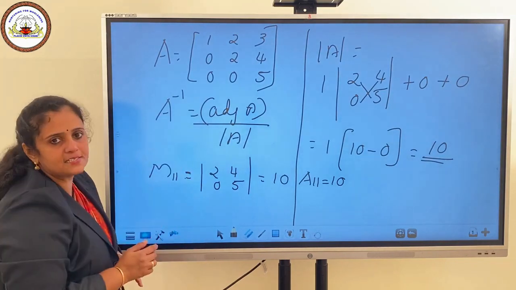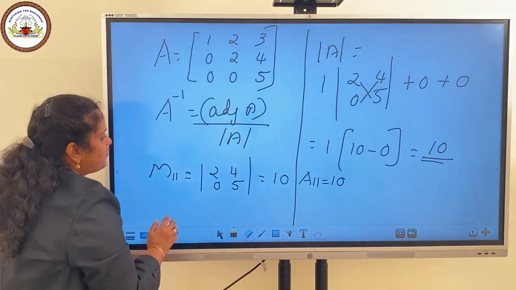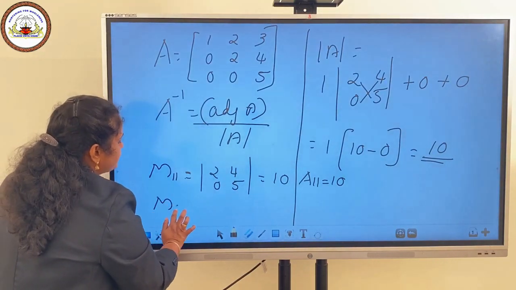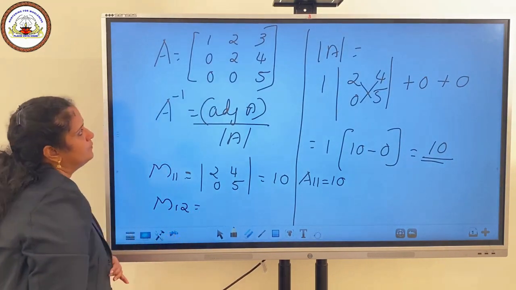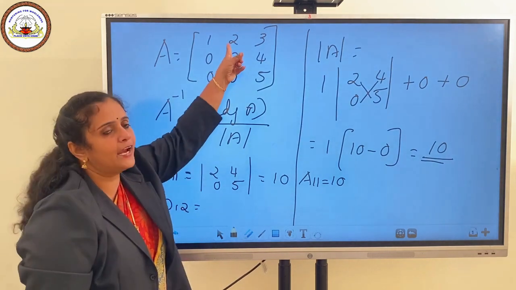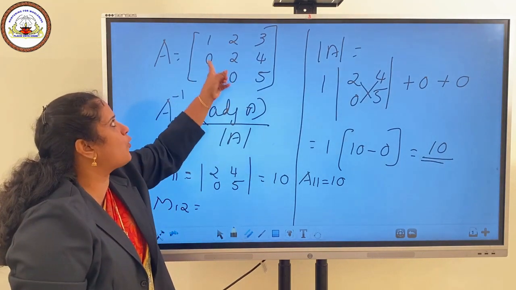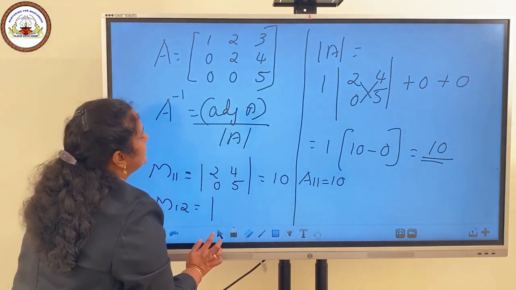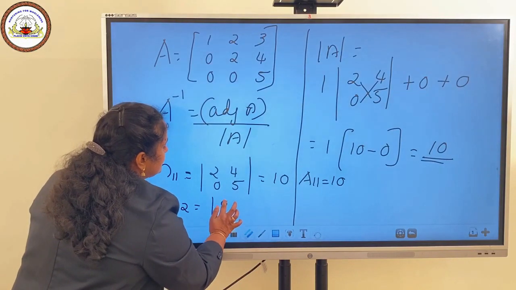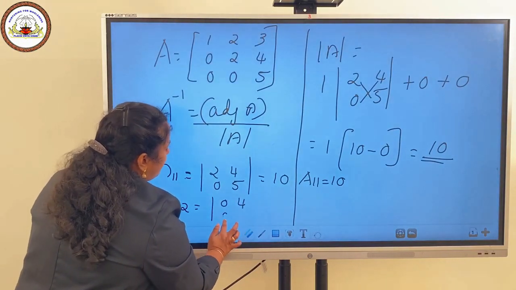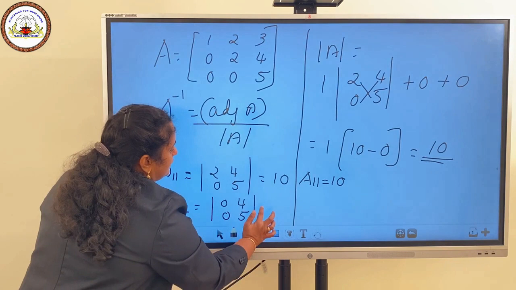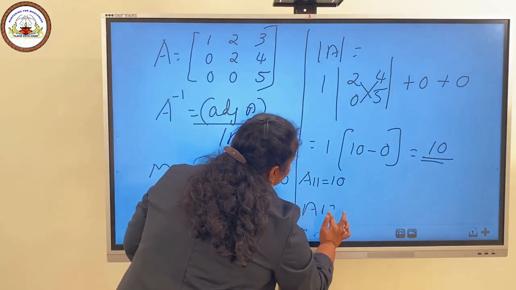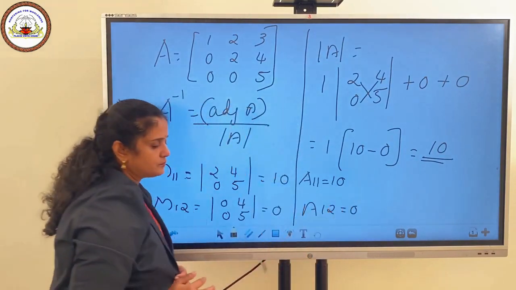Then we can take it as the second. That is M12 we can find out. M12 is equal to the second row, second element, the corresponding rows and columns we should eliminate. The remaining elements you should write in the determinant form, that is 0, 4, 0, 5. Then the answer is 0. Therefore, A12 is equal to 0.